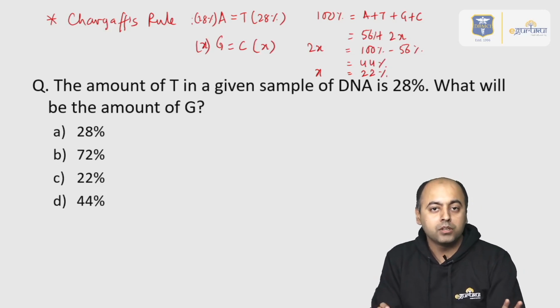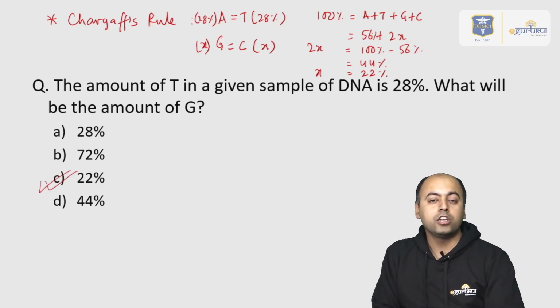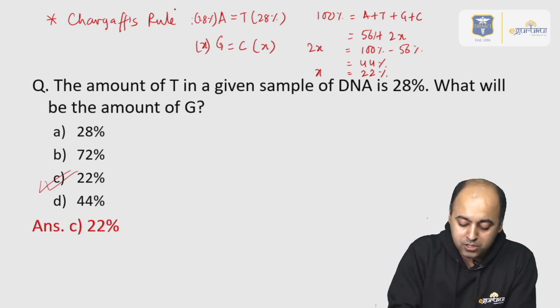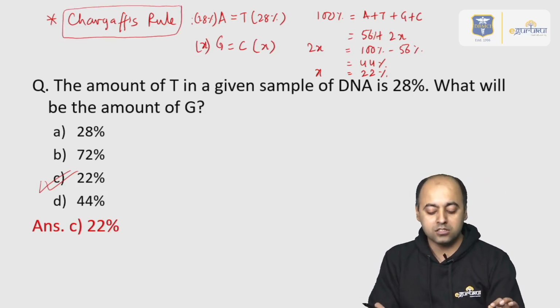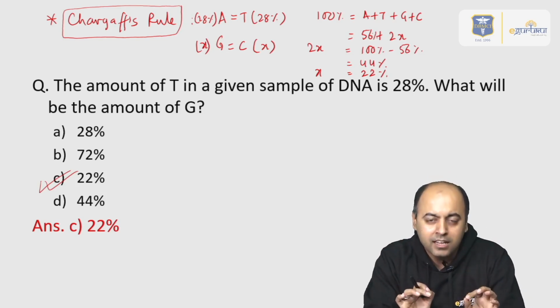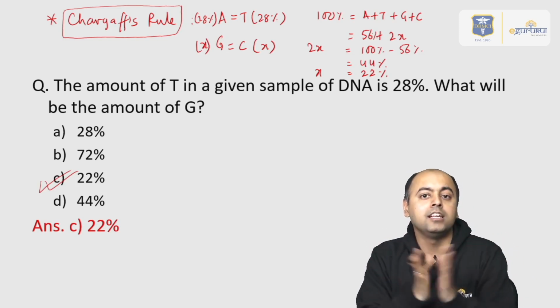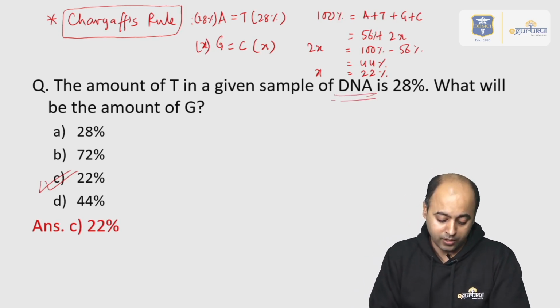So by simple elementary calculation, the answer should be 22%. The question is based on the very basic rule which is known as the Chargaff rule. Chargaff rule tells us adenine equals thymine, guanine equals cytosine in double stranded DNA, which is given in the question, right? Okay, let's move on.